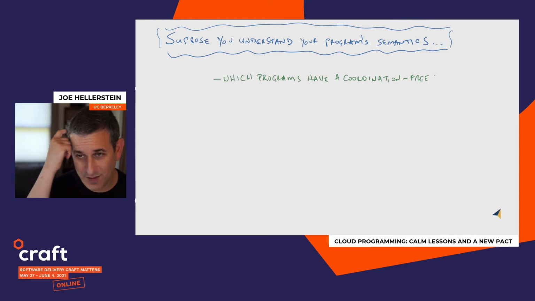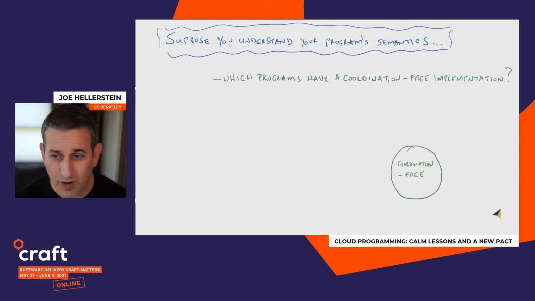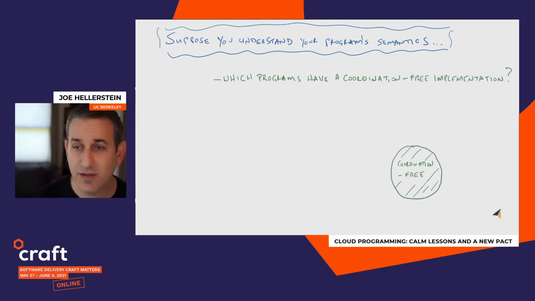Right, so we asked ourselves this question a while ago. Which programs, assuming we had full knowledge, do have a coordination-free implementation? There's a way to get those programs to run without coordination. Those are the programs you should let your junior developers build, right? And then you should force them not to do it with coordination. But these are the things that it's possible for them to do without coordination.